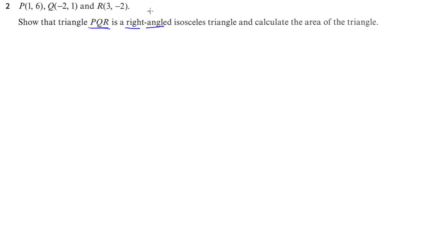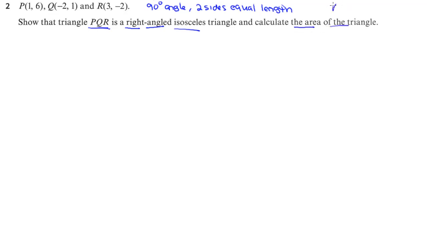Okay, we got PQR. It's a right-angled isosceles triangle. Basically, we've got to show that, that's prove it. So we need to know what these words mean. Right-angled is a 90-degree angle, and an isosceles triangle has at least two sides equal in length.